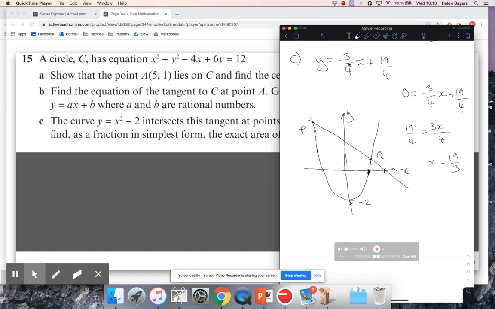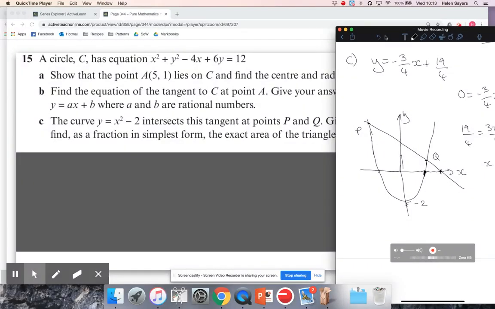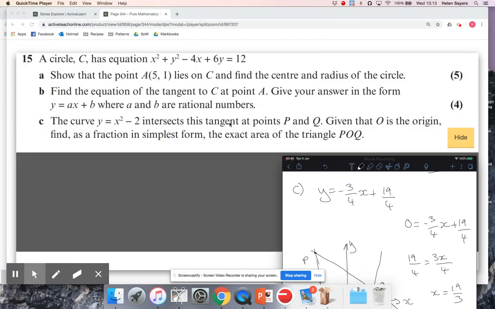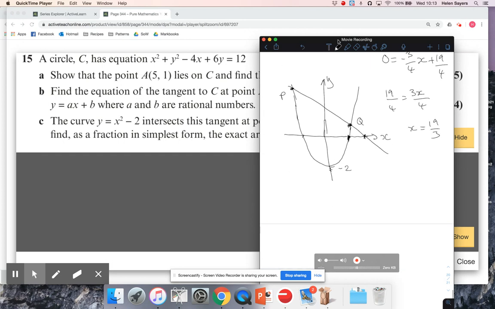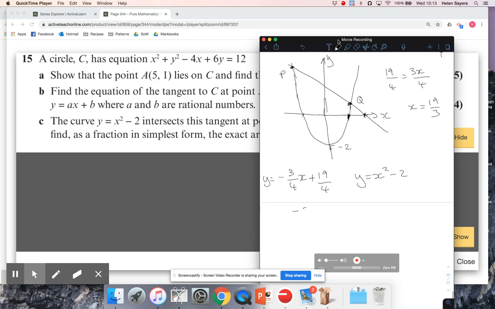Okay, so back to what we're actually trying to find. So the quadratic intersects the tangent at the points P and Q, and I'm going to have to find the area of the triangle POQ. So first things first, let's find P and Q. So P and Q is where the tangent, so that was our equation of the tangent, intersects the quadratic. So they're both in the form y equals a function of x. So I would say the quickest way to solve that is just to put those equal to each other. So I'll take everything over to the right-hand side.